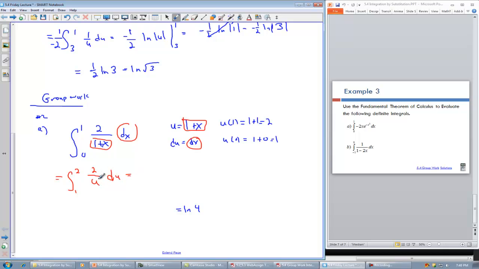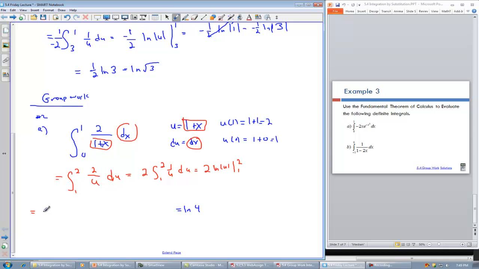And so this integral is now one of my 4 types. If you want to, you can rewrite this as the integral from 1 to 2 of 1 over u du. And then I can integrate it. So this is equal to 2 times the integral of 1 over u, which is ln of the absolute value of u, from 1 to 2. And so I can plug in my limits of integration.